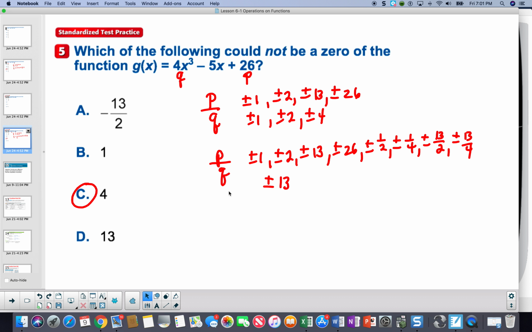And here are the answers. And again, nowhere in the numerator do I have a 4. So I'm not going to be able to have that as a 0.